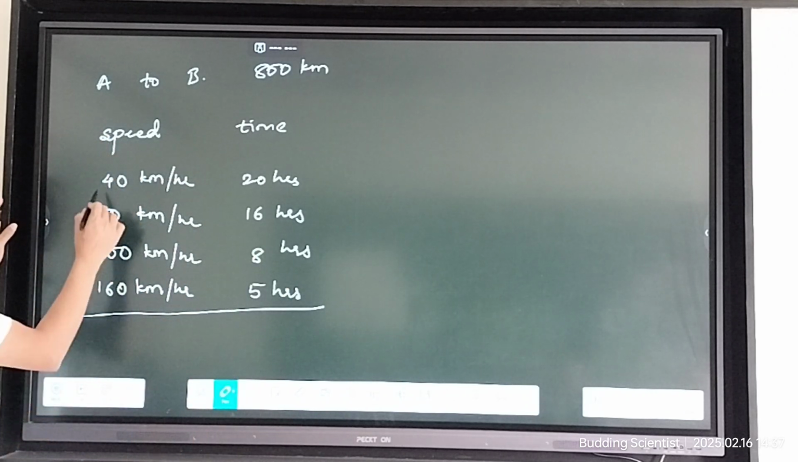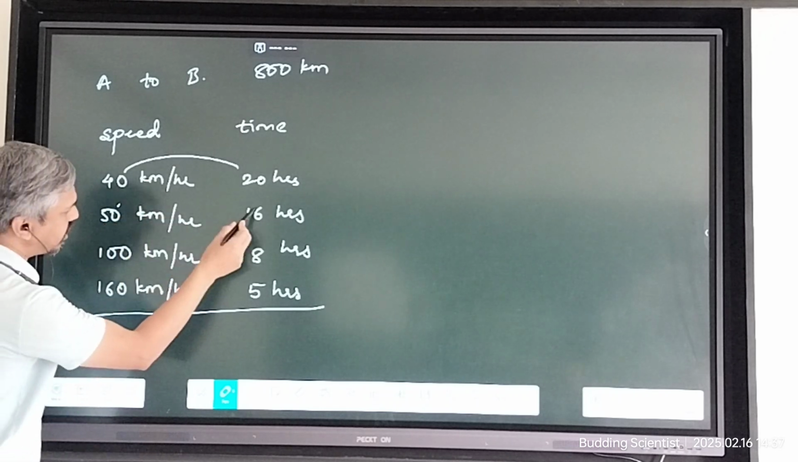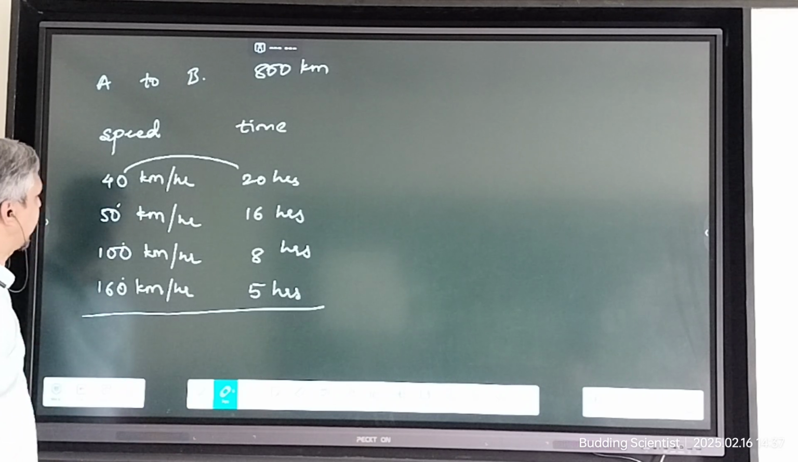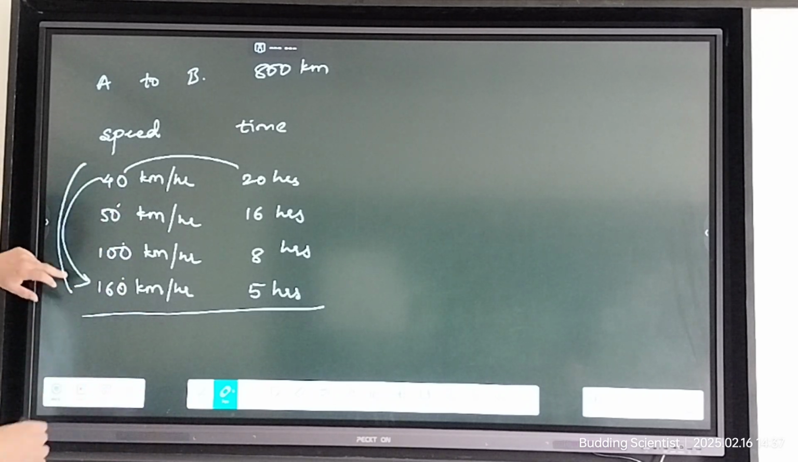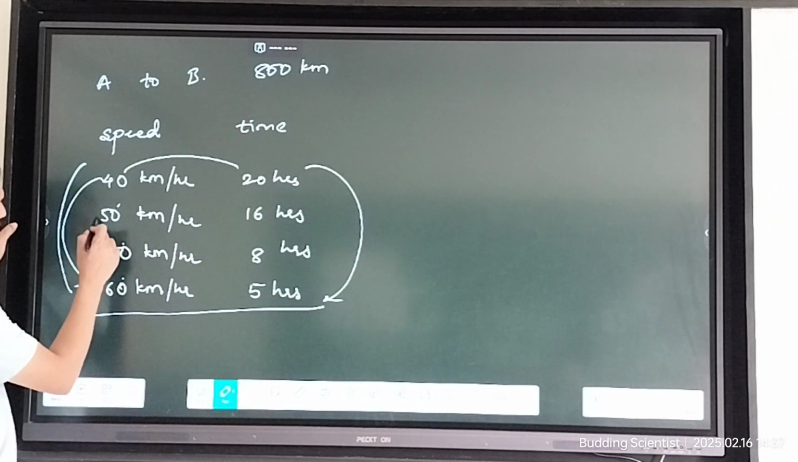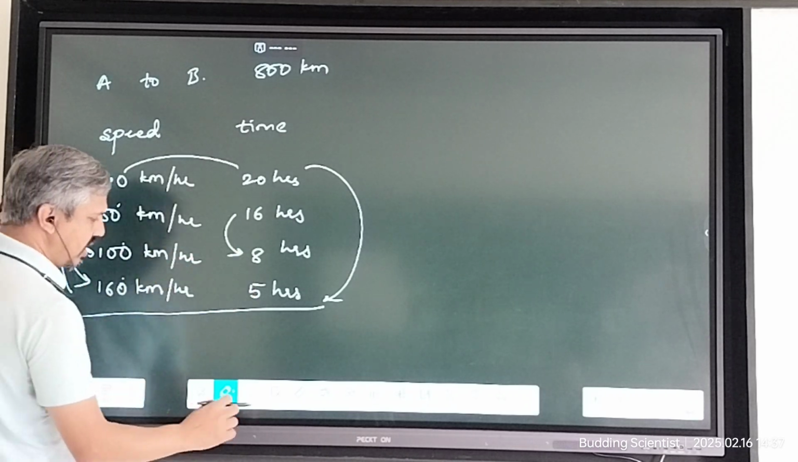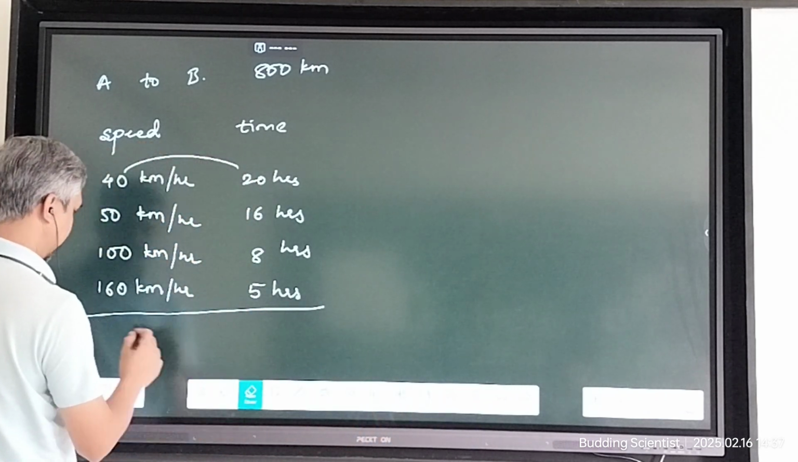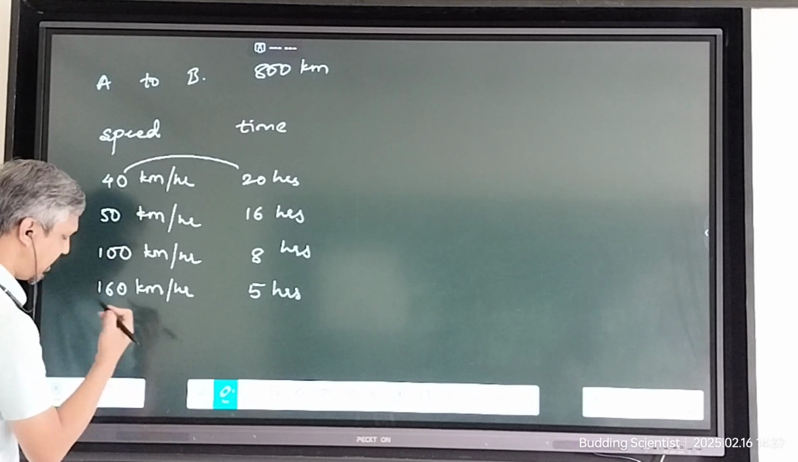Here you can check that the product 40 into 20 is 800, 50 into 16 is 800, 100 into 8 is 800, 160 into 5 is also 800. This 40 has become 4 times here, so the amount of time has become 1 by 4 times. 50 has become doubled here, so the amount of time is half. This is inverse proportion.